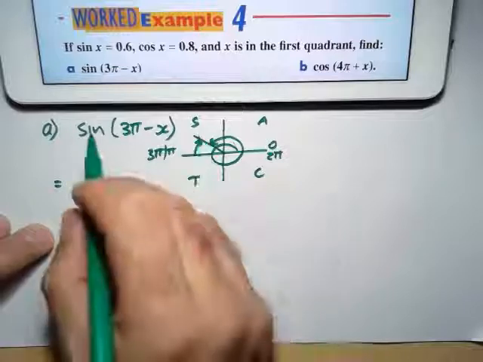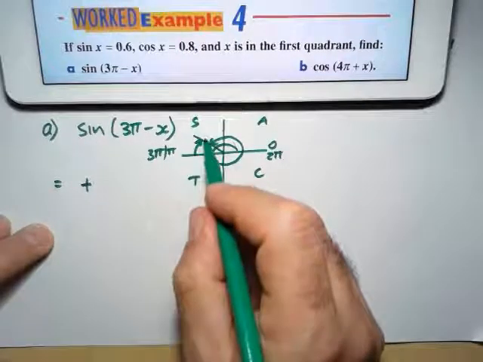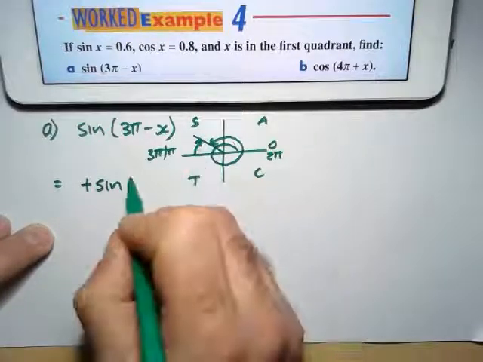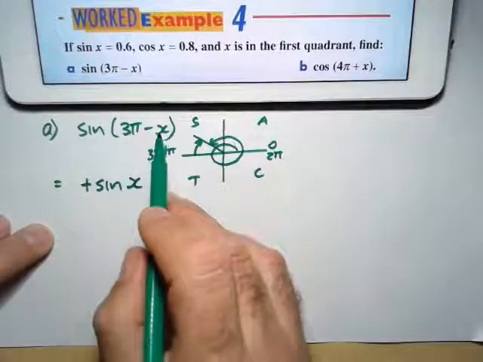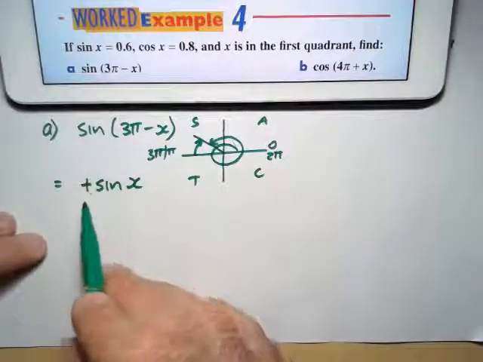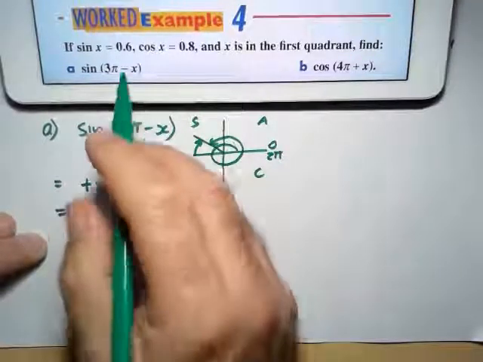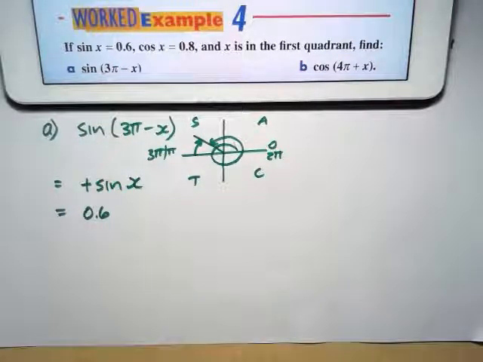In my second quadrant, sine is positive, so it's going to be plus. I'm working from my x-axis, so it's the sine of my reference angle, which is x. So the sine of 3 pi minus x is exactly the same value as the sine of x. And what is the sine of x? Well, they said the sine of x is 0.6. So my answer is 0.6.